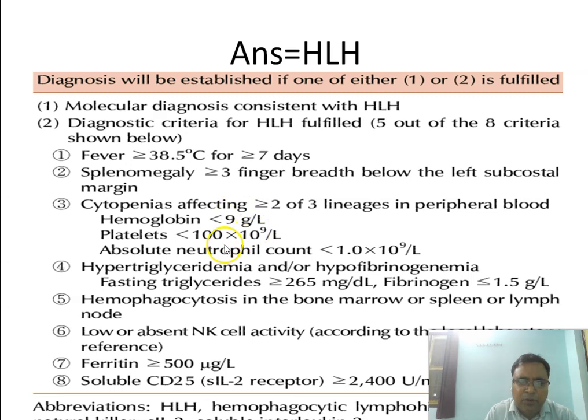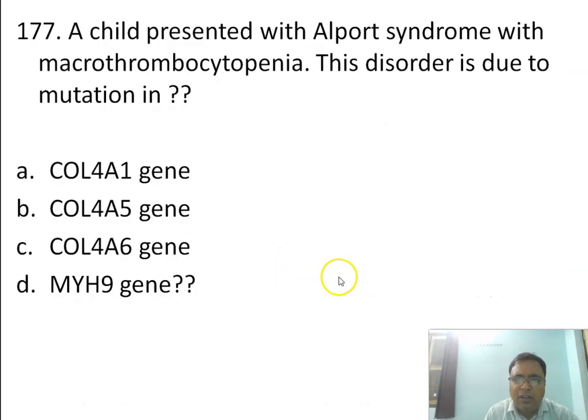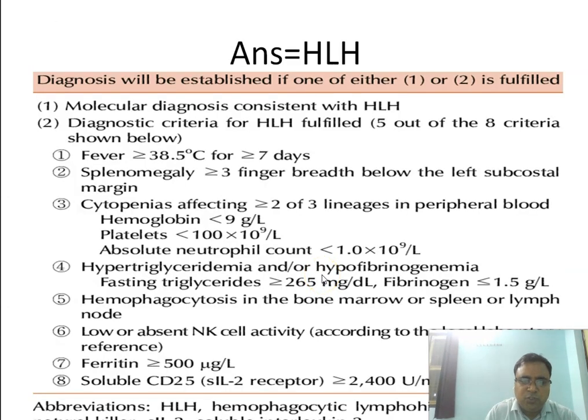So these are the 3, among 2 of the 4, 3 if they are, then we will get cytopenia. Hypertriglyceridemia and/or hypofibrinogenemia: fasting triglyceride more than 265, or hypofibrinogenemia. Hemophagocytes in bone marrow or spleen or lymph node. Sixth criteria, low or absent NK cell activity. Seventh, ferritin more than or equal to 500 microgram per liter.